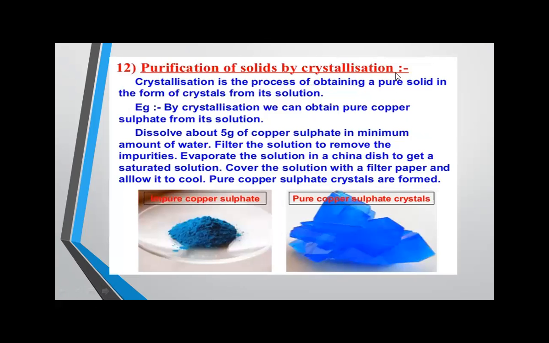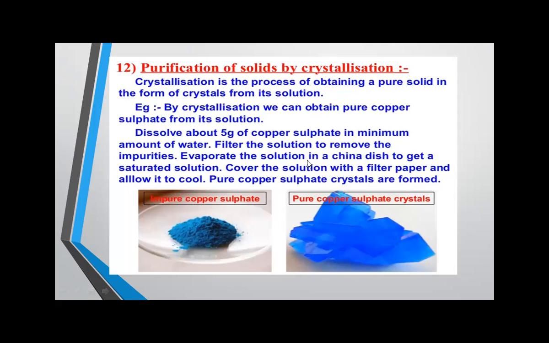Purification of solids by crystallization. Crystallization is a process of obtaining a pure solid in the form of crystals from its solution. Example, by crystallization, we can obtain pure copper sulfate from its solution. Dissolve about 5 grams of copper sulfate in minimum amount of water. Filter the solution to remove the impurities.